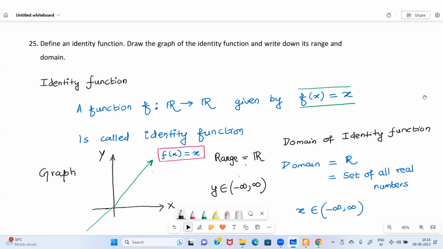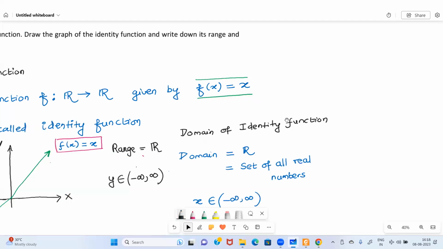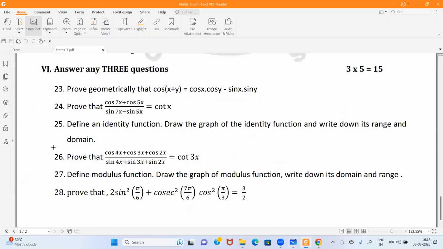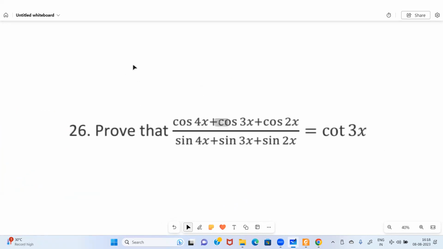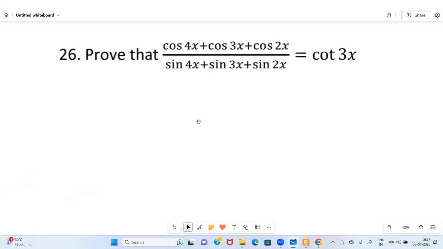Now, this is how you do the question. Very simple scoring question. Okay. So now let's move on to next question, students. Once again, a question from trigonometry. Prove that cos 4x plus cos 3x plus cos 2x divided by sin 4x plus sin 3x plus sin 2x. Clear, children? Okay, now how do you do this sum? Let me explain.